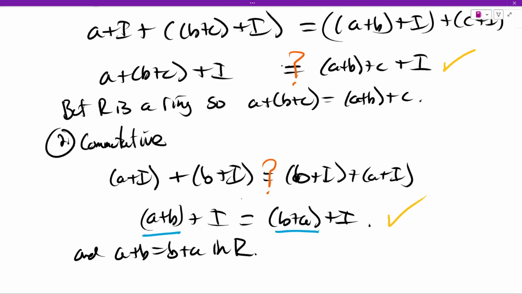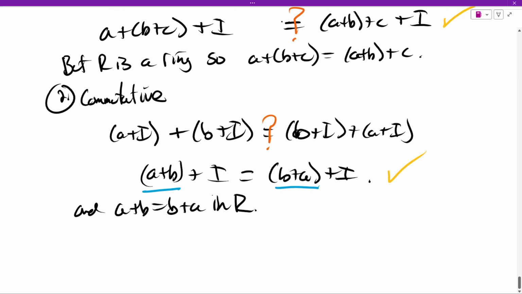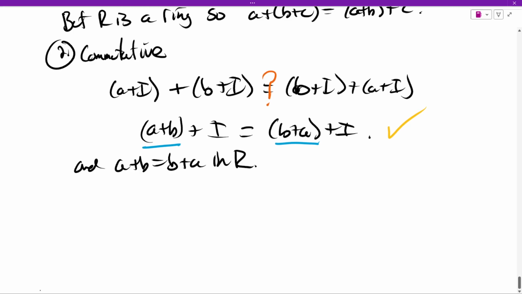The way this proof is going to go is very similar to how we proved Z mod M was a ring. And what did we do over and over again? We said, well, it's true in Z, and we're just using the fact that it's true in Z to prove that it's true in Z mod M. The same thing is happening here. It's exactly the same.